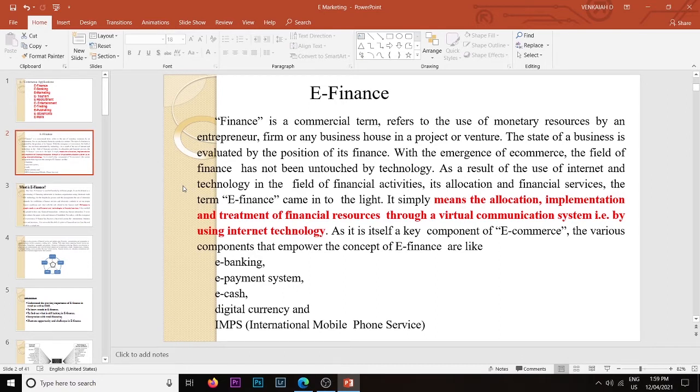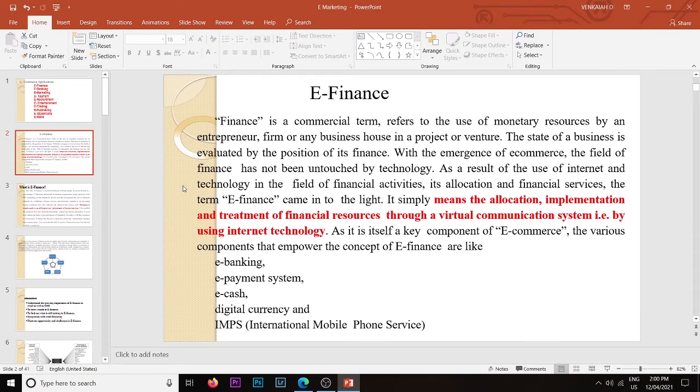Simply, e-finance means allocation, implementation, and treatment of financial resources through a virtual communication system, that is, by using internet technology. Coming to the point of allocation, I want to give money to you. Simply I transfer through Google Pay, Paytm. That is allocation. Money was allocated or transferred in which mode? Electronic mode. The account will be updated with the amount.